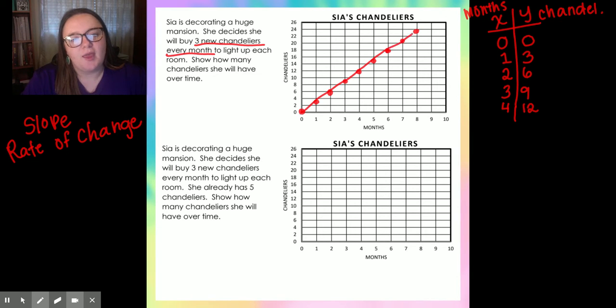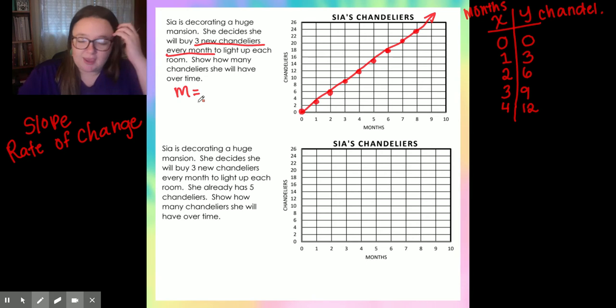Sia is buying more chandeliers each week. She is increasing the amount of chandeliers, so it makes sense that it has a positive slope because she's increasing. So now that we look at this, could we know some key pieces of information? Could you know what the slope is by looking at this? Couple ways to know it. There's actually three. You could have just looked at this word problem and knew what the slope was, right?